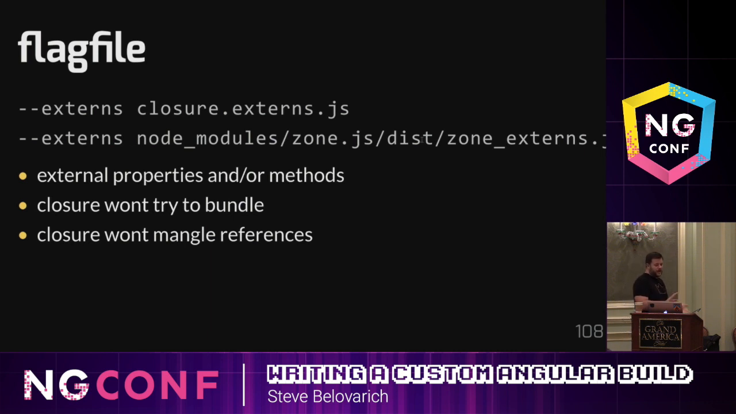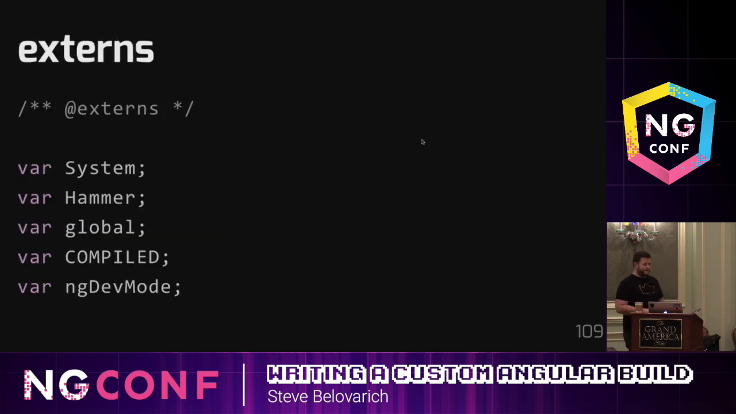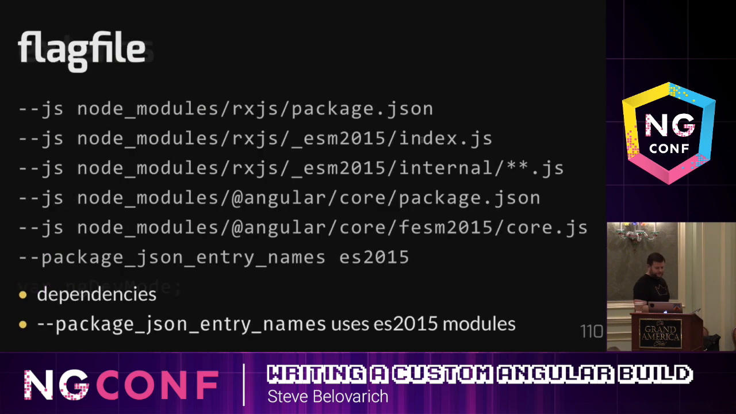Closure Compiler will not try to bundle anything that's declared here, and it won't mangle any of the references to methods you're using on that library. A default externs configuration would look something like this, where system is external to our application. If you're using Angular animations, hammer is. There's a couple other methods in the Angular source that should be treated as external to our application source, that are listed here.